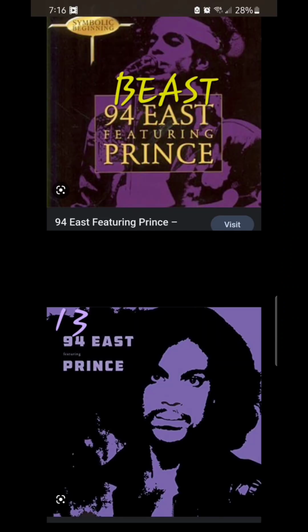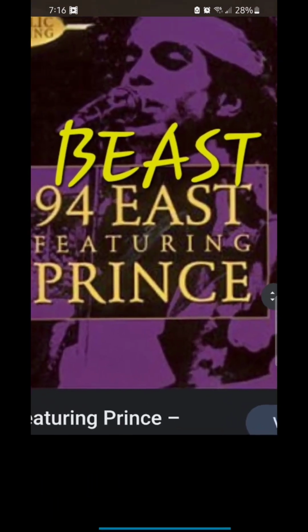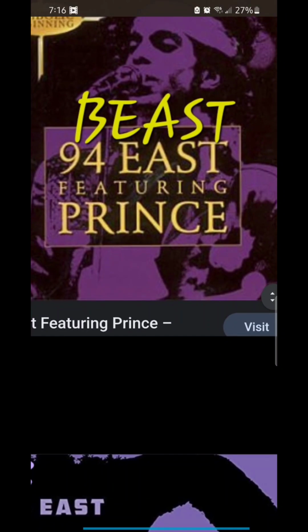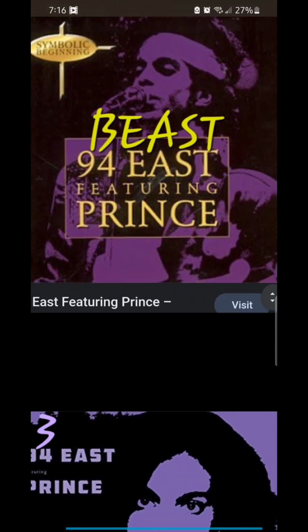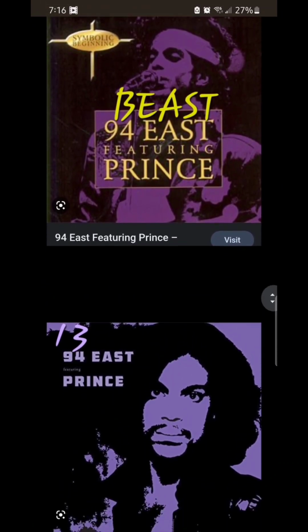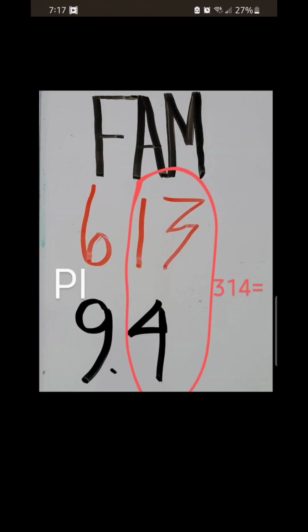Here's a couple of album covers from when Prince was performing with this band 94 East. 94, the code again. 94 equals 13. So 13 is a B. So it is the beast from the east, as you can see. The code 94 that represents the family also equals 13 and a B. Do you see what I'm saying? So this was his way of telling us about the beast from the east. Remember the family code 94.